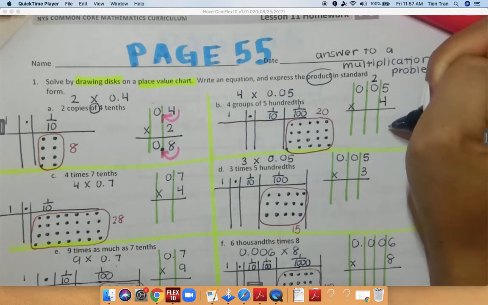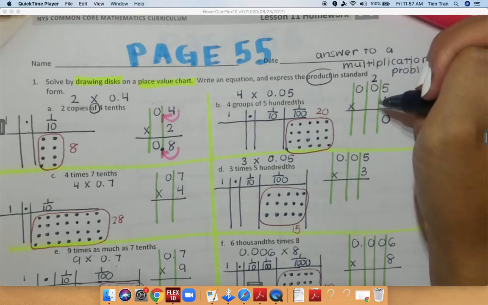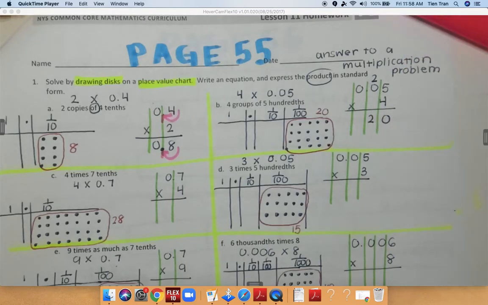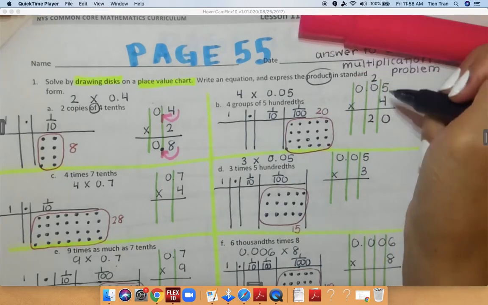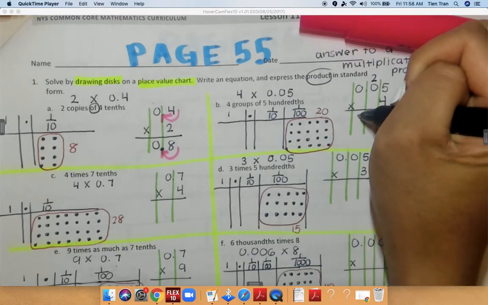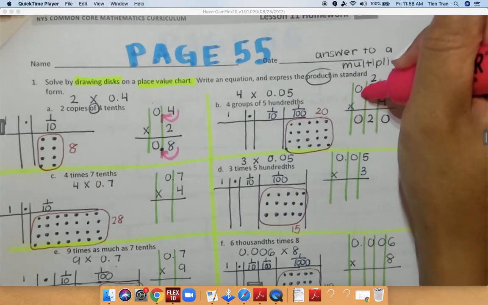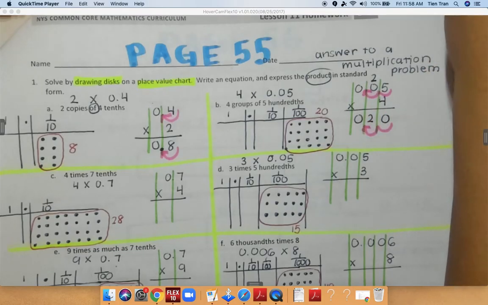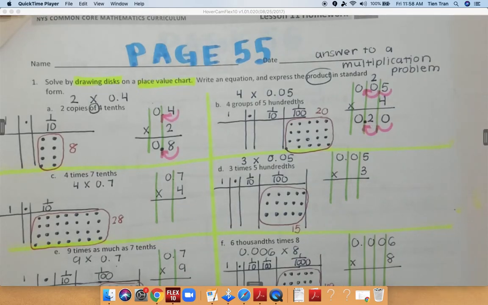So 5 times 4 is equal to 20. So I'm going to carry my 2, bring down my 0. 4 times 0 is equal to 0. 0 plus 2 is equal to 2. Now, I need to move my decimal over. Oh, wait. And then I almost forgot. 4 times 0 is equal to 0. Now, I need to move my decimal over 2 times. So, same thing here. I'm going to move my decimal over 2 times. So, it's 0.20, or 0 and 2 hundredths.